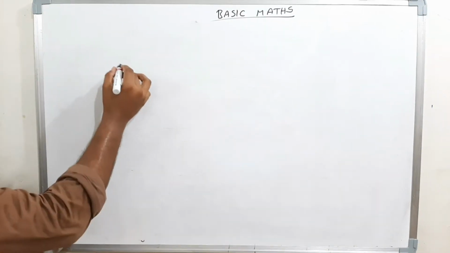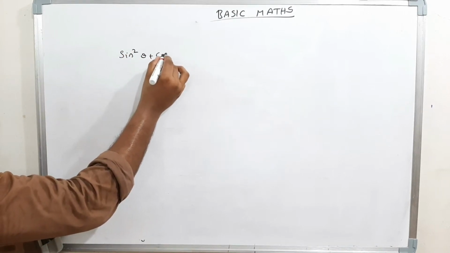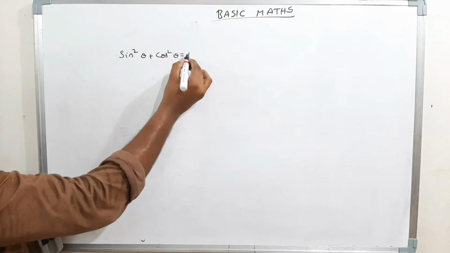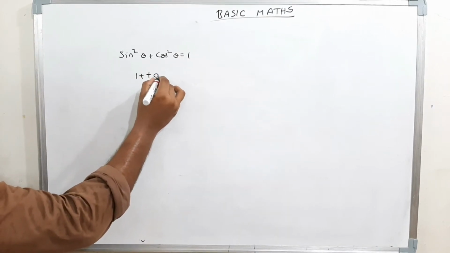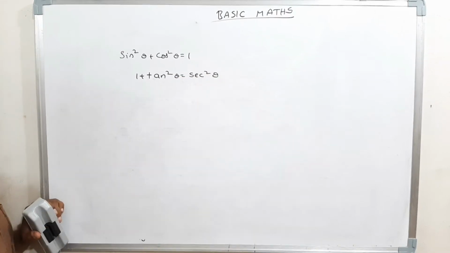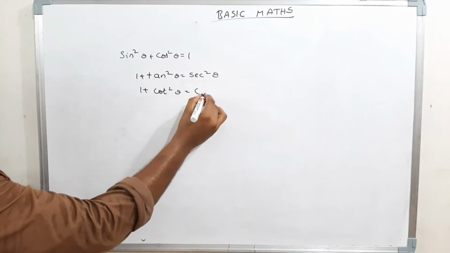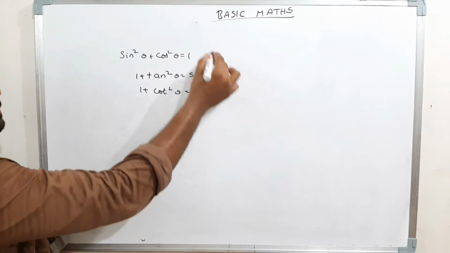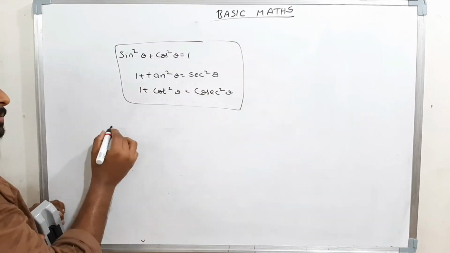What are those? Basic formulas. Sin square theta plus cos square theta is always equal to 1. 1 plus tan square theta is equal to secant square theta. And 1 plus cot square theta is equal to cosecant square theta. Please remember this.